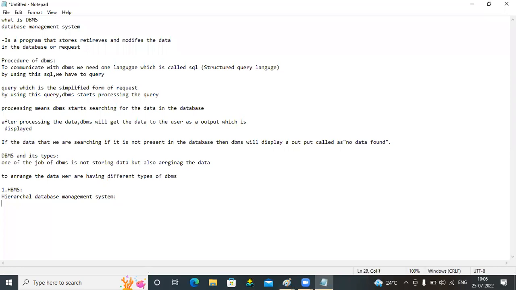So in this session I'm showing a few examples of this. See here, I'm explaining once again: in HDBMS, the data is going to be stored in a hierarchical manner, which means a tree type structure.